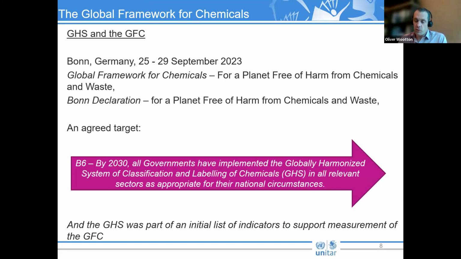The GHS was also part of an initial list of indicators to support measurement of the GFC. So there is clear support, clear prioritization of the GHS by putting it within those targets and within the initial list of indicators. And so we certainly hope that this new framework will support the global push for GHS.